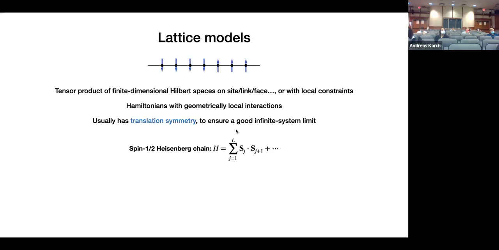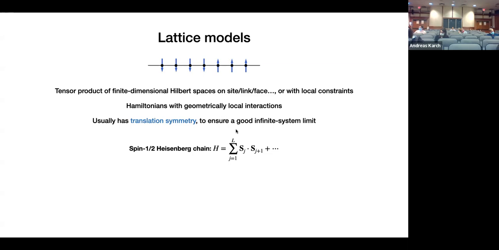Here by lattice models, I mean, for example, a spin chain. So it's a discrete system. The Hilbert space of this system is a tensor product of finite-dimensional Hilbert spaces. They can live on sites, on links, on spaces. We also allow local constraints, so the Hilbert space is not necessarily a tensor product. Also, all the examples that I will discuss will be tensor product Hilbert spaces.